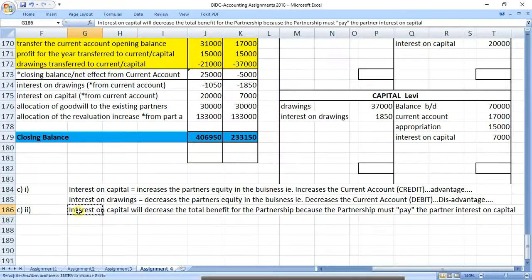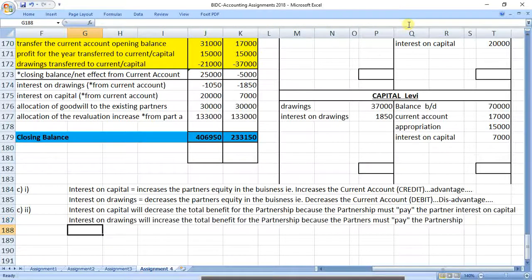Okay, and then obviously we would just reverse it. So change the word capital to drawings. Interest on drawings will increase the total benefit for the partnership because the partners must pay the partnership. Okay, then it's the other way around. Interest on drawings, the partners pay it to the partnership. Interest on capital, the partnership pays it to the partners. It's just the opposite, okay?